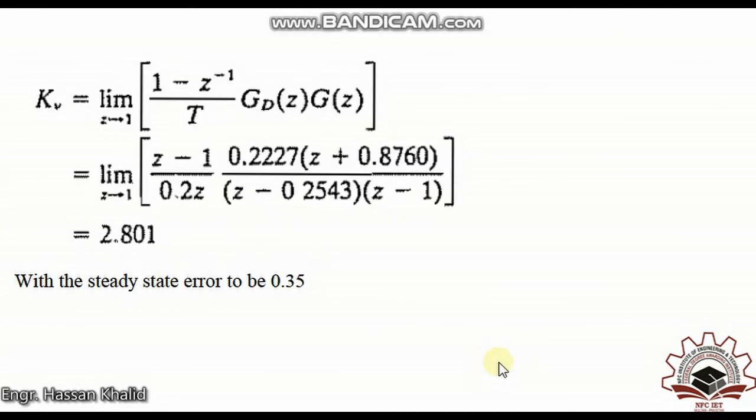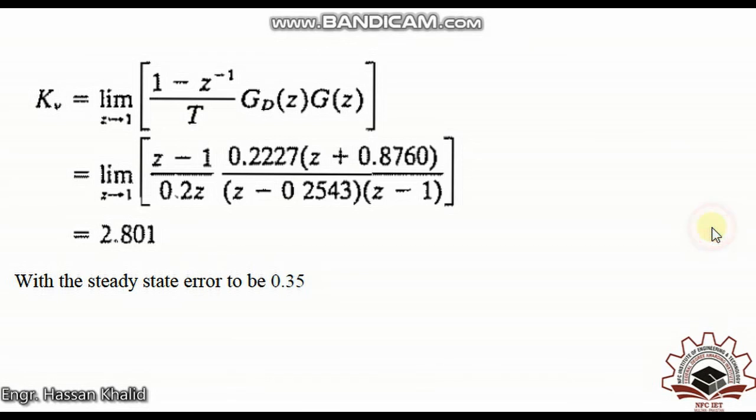In the second part, it says that you need to find the velocity gain K_v for the open loop system transfer function defined by G_D(z) into G(z). Now if I substitute the values and set the limit as z approaches 1, K_v is 2.801. The steady state error is equal to 1 over K_v, and the steady state error present in our system is 0.35.